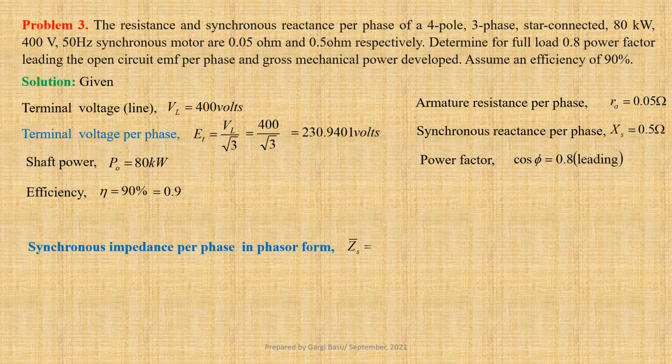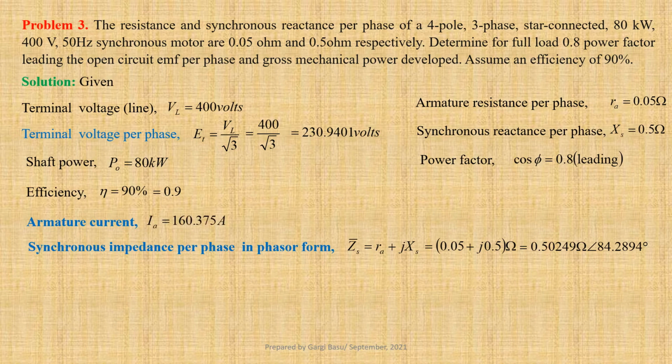Now we shall write down synchronous impedance per phase in phasor form. Zs equals Ra plus jXs, that is equal to 0.05 plus j0.5 ohm. This may be written in polar form as 0.50249 ohm at an angle 84.2894 degree.